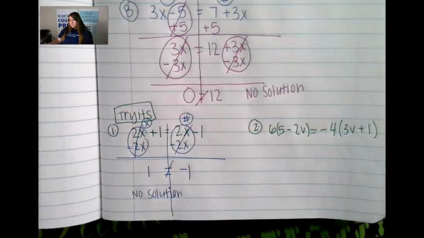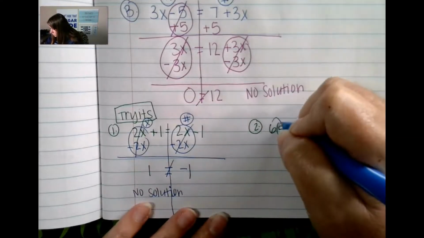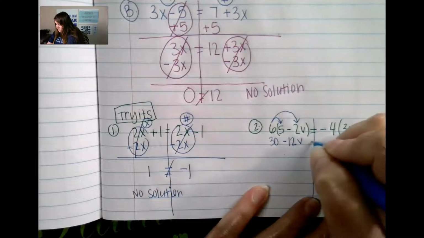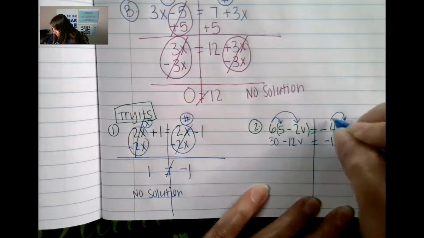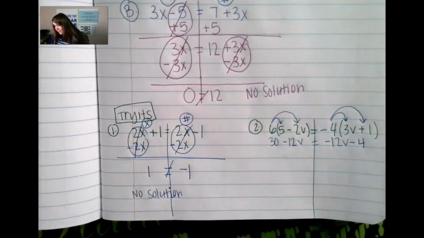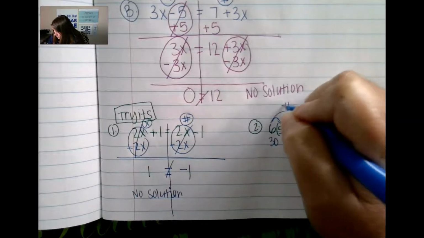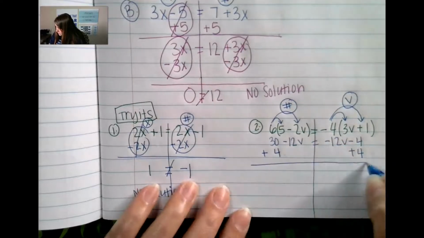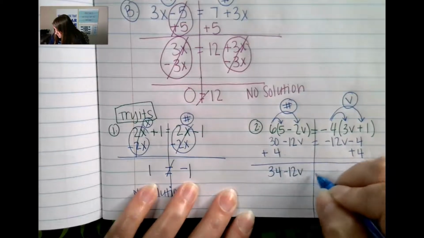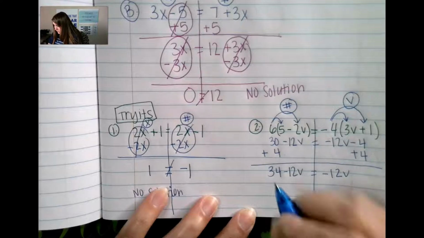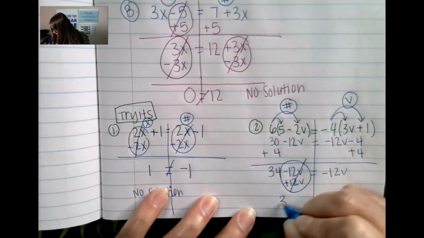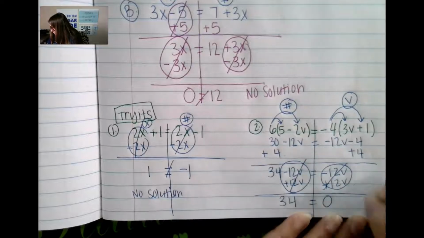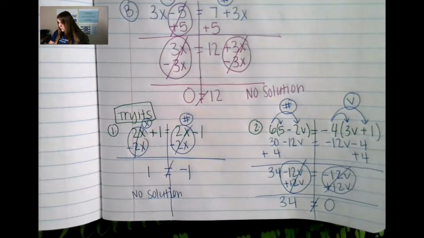Let's check this one where we have to distribute. We have 30, and 6 times negative 2 gives us negative 12v. On the other side we have negative 12v minus 4. It doesn't matter which side you start on. Let's start with the v's and add 4, and I get 34 minus 12v equaling negative 12v. Now I need to move the v's, so that's 34 plus 12v. Oh my gosh, this one went away too. So this one is 0, and 0 does not equal 34. So again, we have no solution.